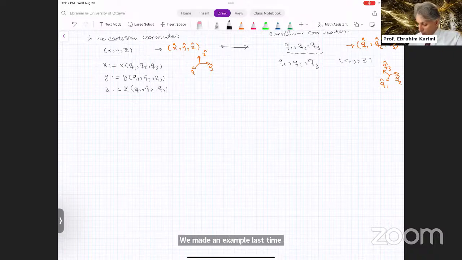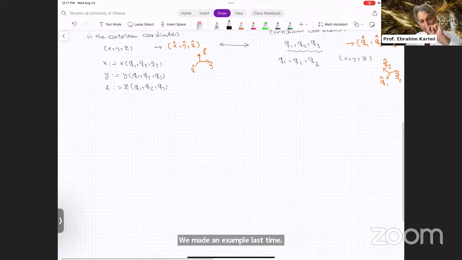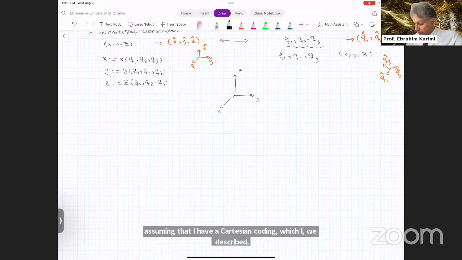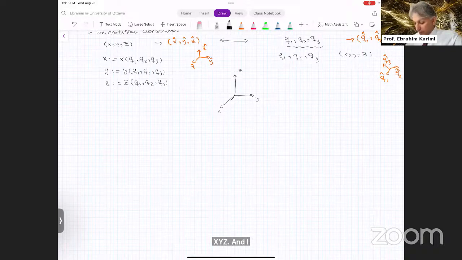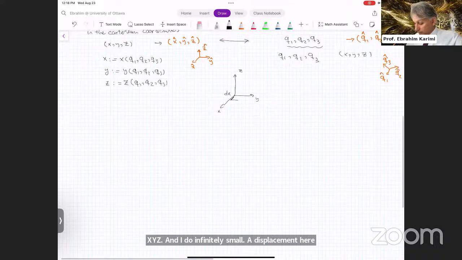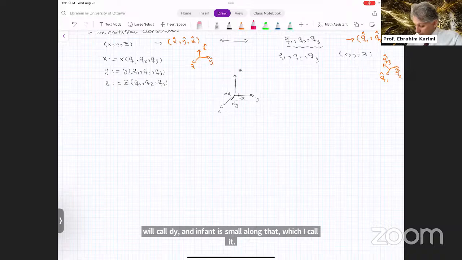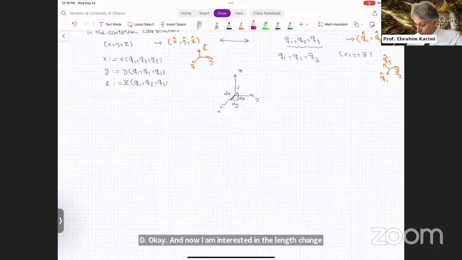Now, what I'm interested in is this: assuming that I have a Cartesian coordinate system, which we described, x, y, and z, and I do an infinitely small displacement along x, which I call dx, an infinitely small displacement along y, which I call dy, and an infinitely small one along z, which I call dz. Now I am interested in the length change from here to here, which I call dr.